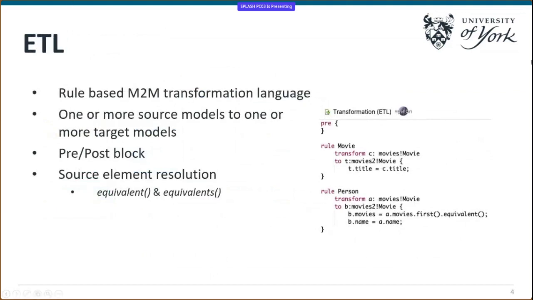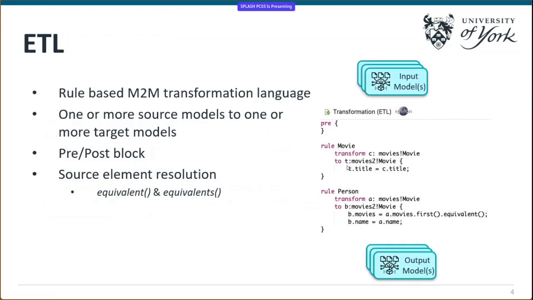As you can see, this is a program written in Epsilon's transformation language. It's a rule-based model-to-model transformation language. We can have one or more input models and then transform them to one or more output models. We can have optional pre and post blocks. Pre blocks are executed before the execution of the transformation rules, and post blocks subsequently after the transformation rules.